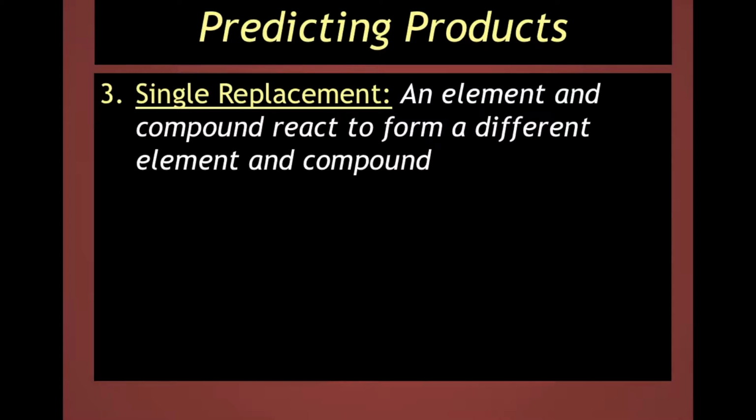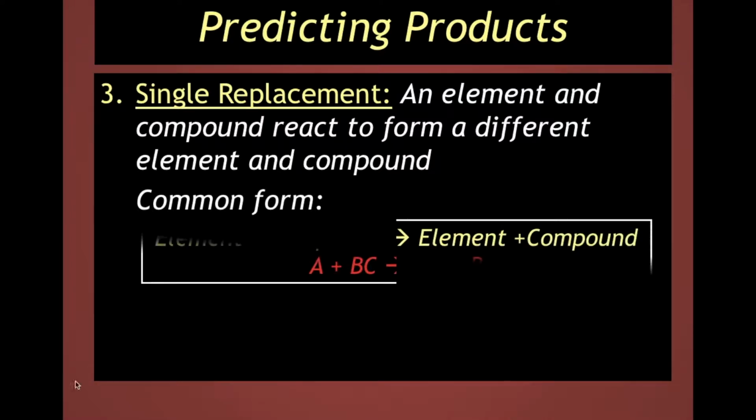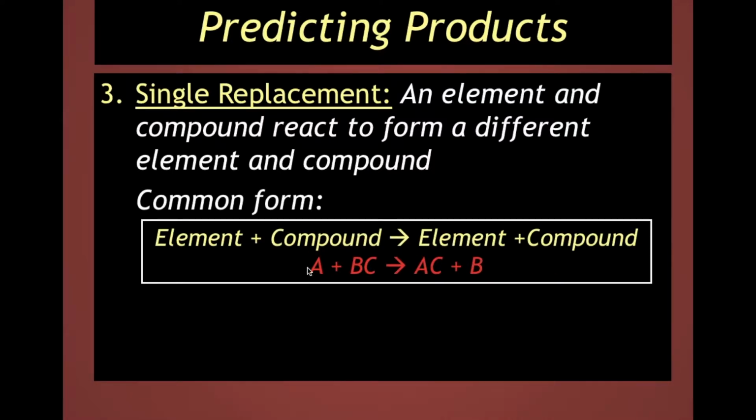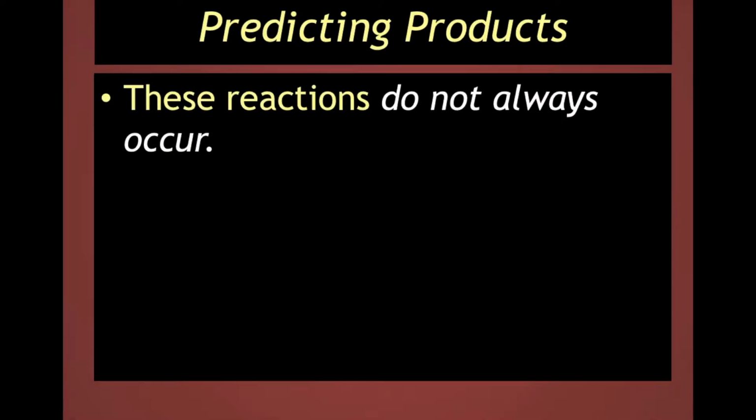So basically, you're going to take this element and a compound, and if the reaction occurs, then you're going to have a different compound. So basically, A will take the place of B, and then you have a different compound and a different element. This is the only one where you have to decide whether or not the reaction occurs. All the others, we're just going to assume it does. But with this one, it doesn't always occur.